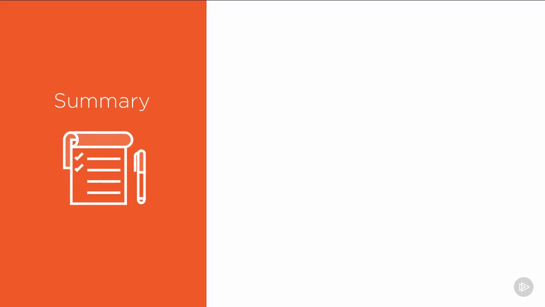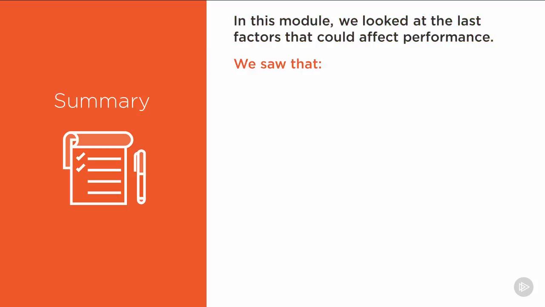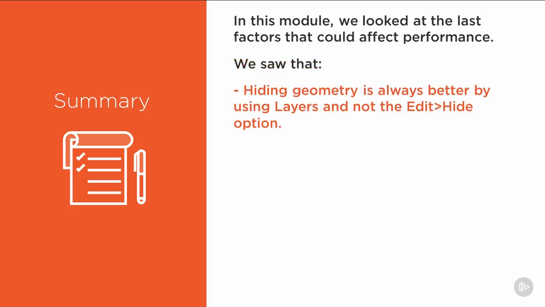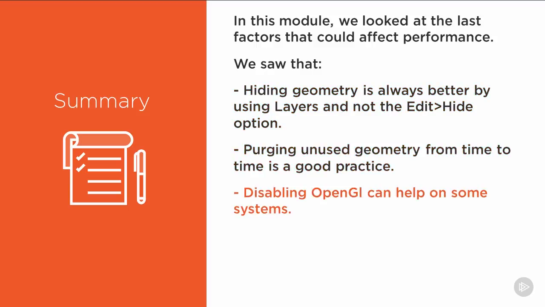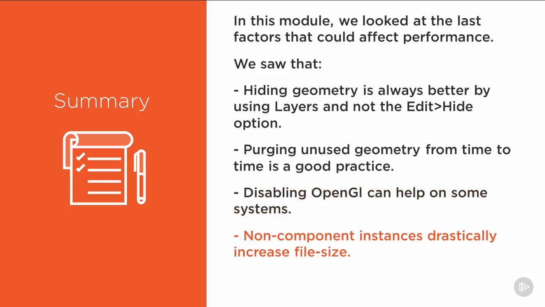All right, so if we were to summarize this short module, we looked at the last factors that could affect performance. We saw that, first of all, hiding geometry is always better done by using layers and not the Edit Hide option. Purging unused geometry from time to time is a good practice. Disabling OpenGL can help on some systems. And non-component instances drastically increase file size, which basically means that it's always better to use components.